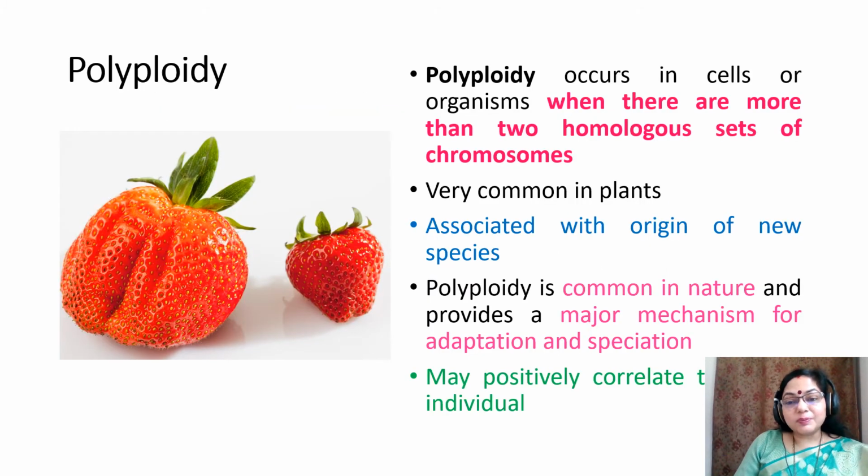Polyploidy. Polyploidy occurs in cells or organisms when there are more than two homologous sets of chromosomes. It is very common in plants. It is associated with the origin of new species. Polyploidy is common in nature and provides a major mechanism for adaptation and speciation. It may be positively correlated to the size of the individual. You can see polyploidy usually increases the size of an organism or fruits.